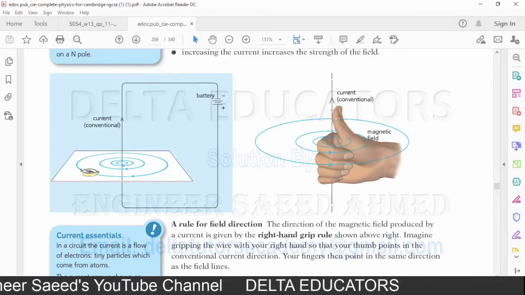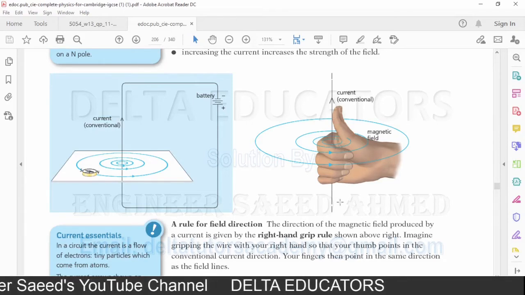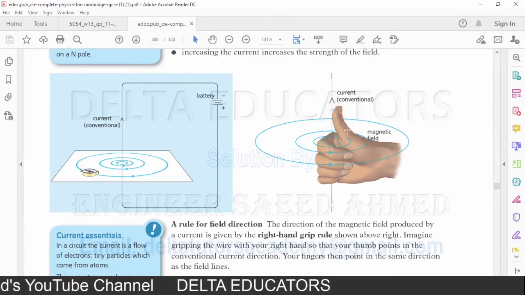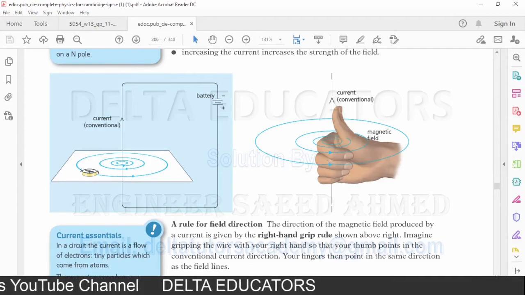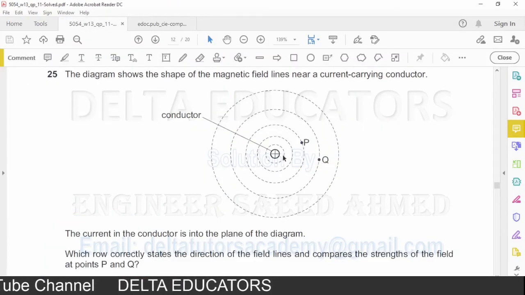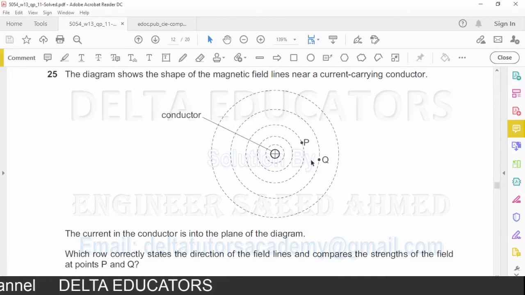Now suppose if the direction of the current is in downward direction, then the direction of the magnetic field will also be reverse. So when the current will be in downward direction, the direction of the magnetic field will be in clockwise direction in the reverse direction. Here it is given the direction of the current is downward. Since here direction of the current is downward, so the direction of the magnetic field will be clockwise. So what should be our answer? What we have concluded here, that the direction of field lines is in clockwise and field is stronger at point P. Now we check the options.